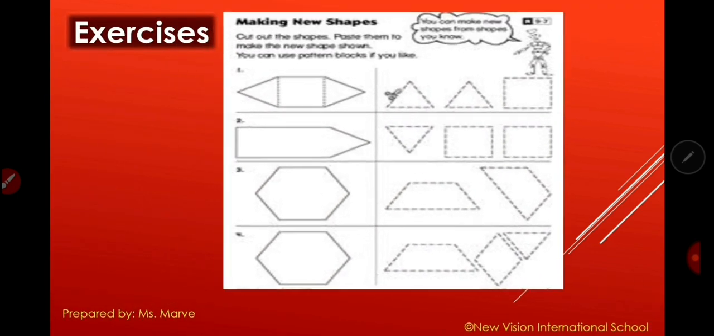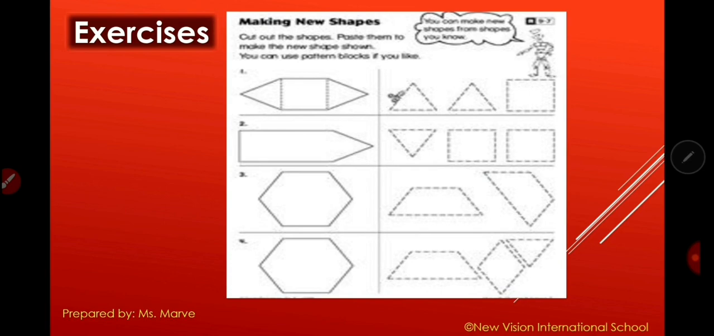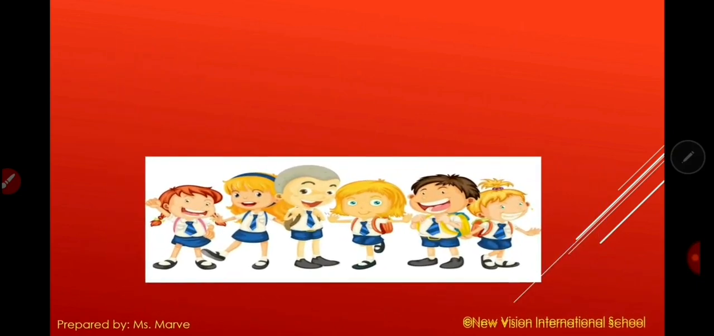Okay, so here we have 2 triangles. Look at the shape here on the left side. We need 2 triangles and a circle to make a new shape. And the second one, we need 2 squares and a triangle to make this shape. And the third and fourth, I want you to do it alone with your mom and see how you can make a hexagon. Very good. Okay, let's move on.